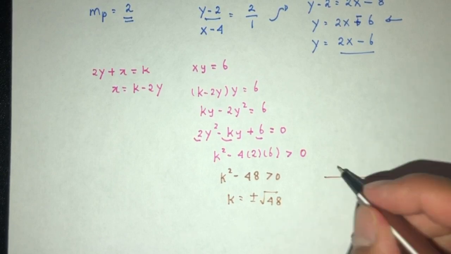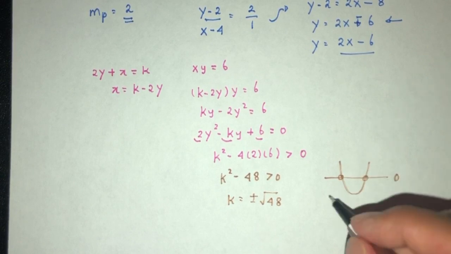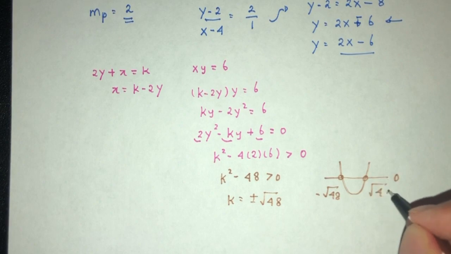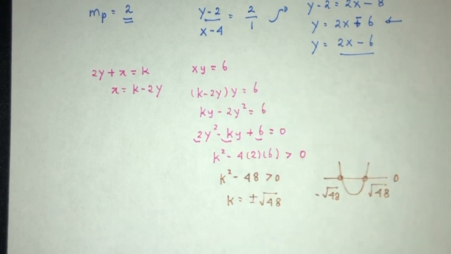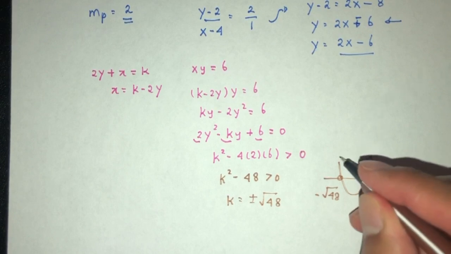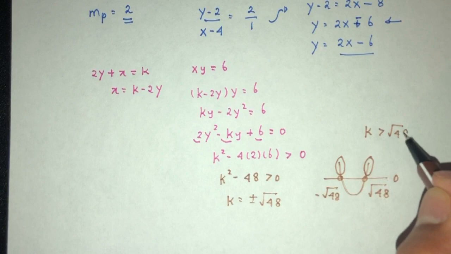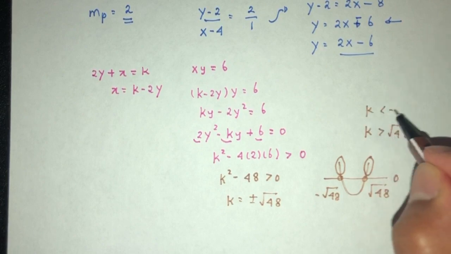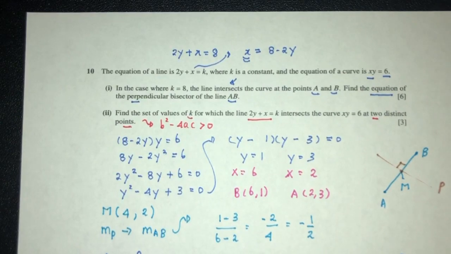Now, as you can see, it will be in this shape, this is 0, this is minus root of 48, and this is root of 48. Here we need the value to be more than 0, which is on top, right? It will be this side and this side. So obviously, k has to be more than root of 48, or k has to be less than negative root of 48. So this is your answer for part 2 of your question.